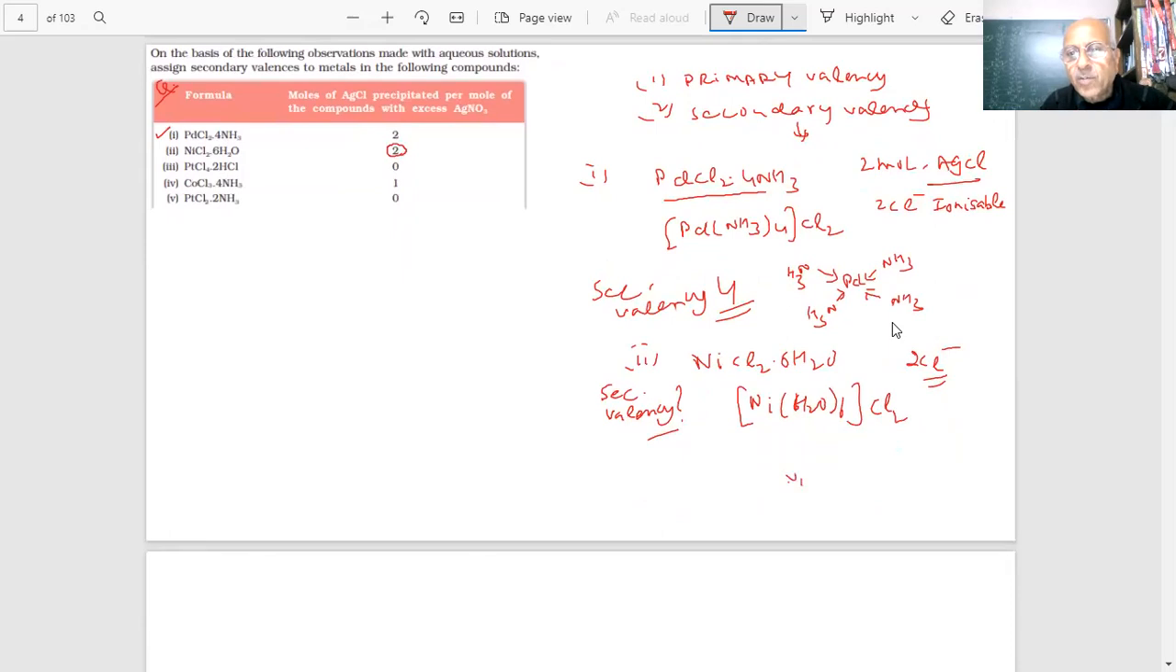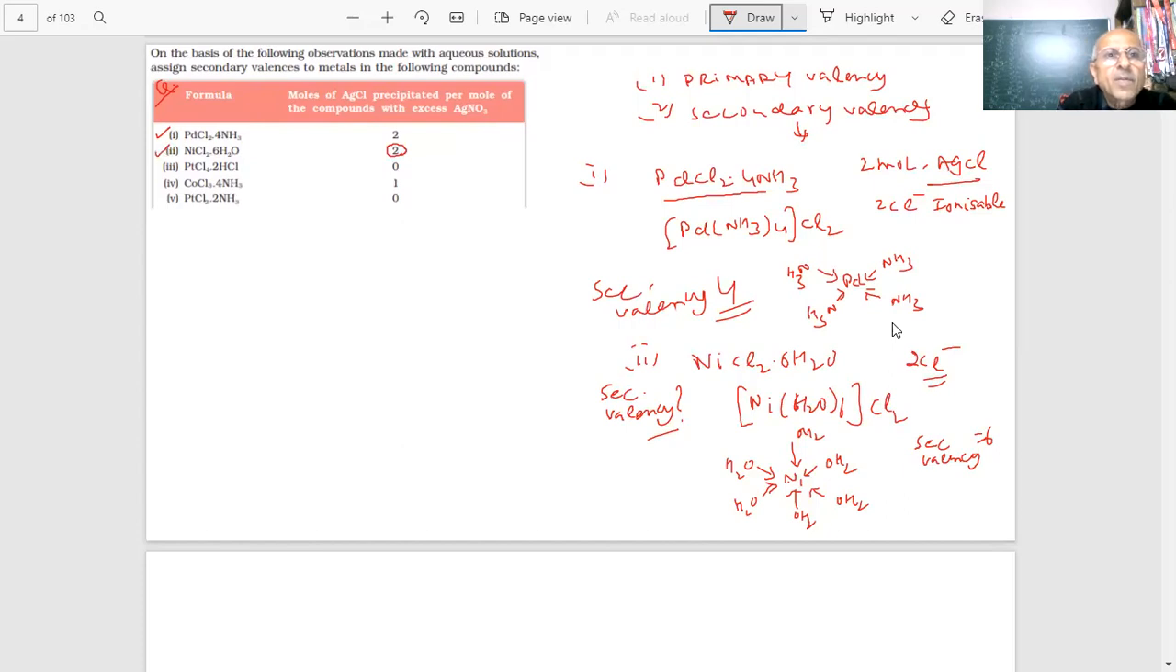This nickel is attached to how many? H2O, H2O, H2O, and 6 are attached, student. These are not ionizable. These are the secondary valencies. What is the answer then? 6. Here the secondary valency will be 6, student. Clear? Yes, sir. Okay, this answer is done.